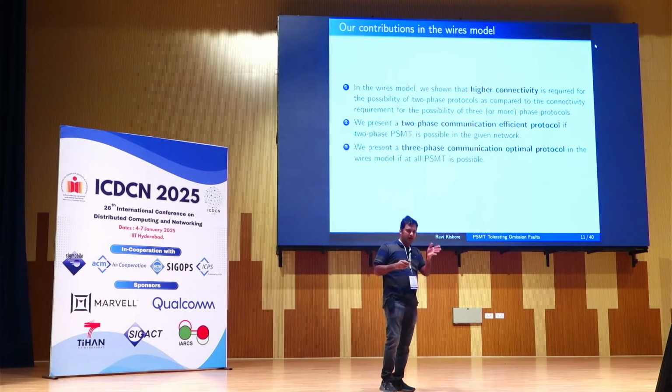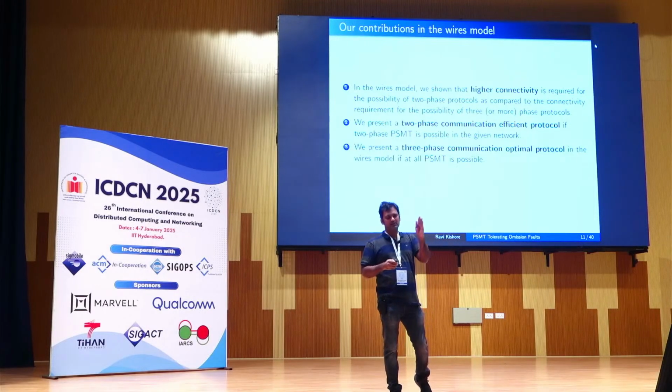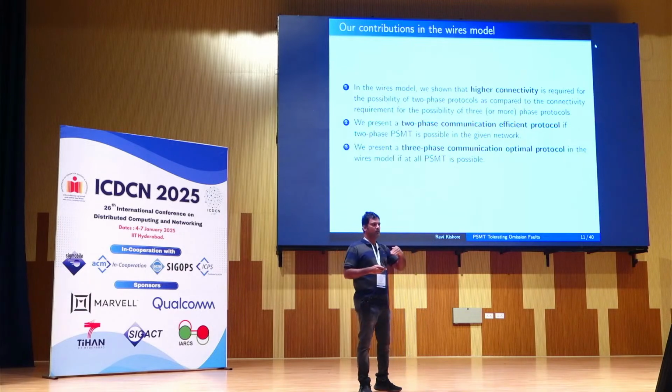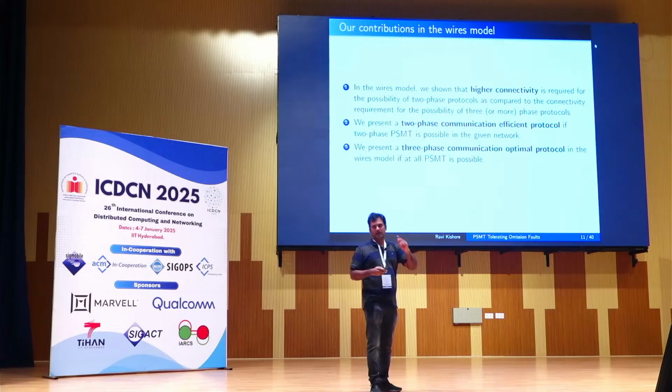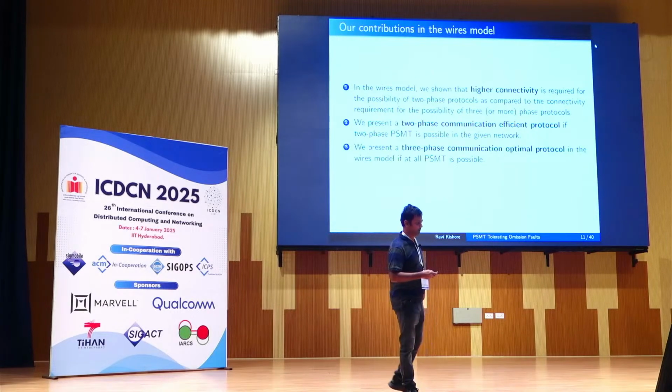However, if we trade off with phase optimality, let's say instead of 2 rounds, we go for 3 phases, then we are able to design a protocol which runs in 3 phases and at the same time guarantees the optimal communication complexity.